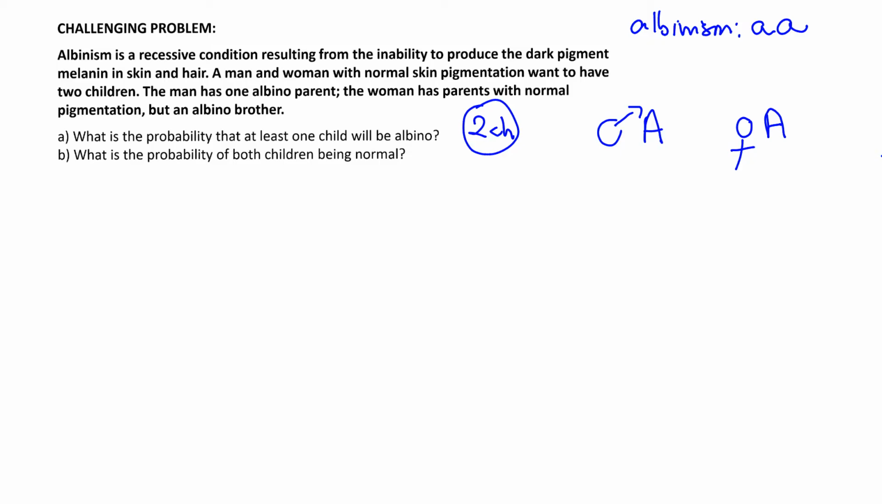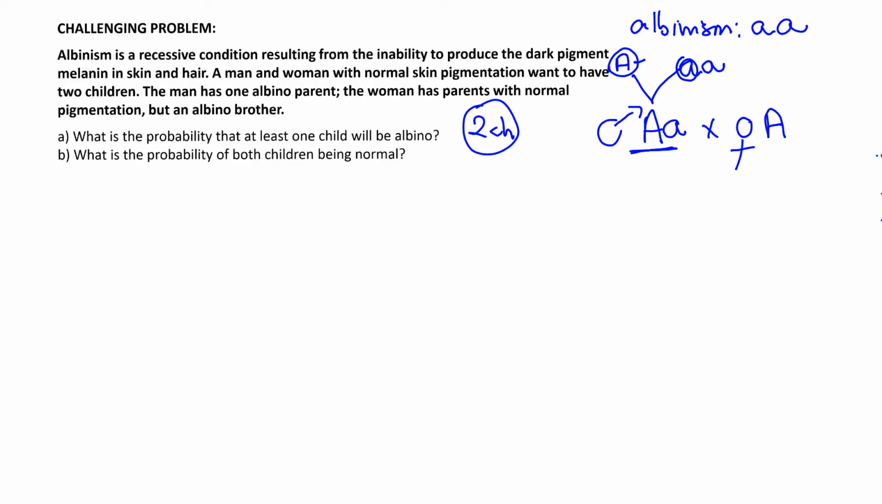Now, the man's parents. It is clearly stated that the man has one albino parent. So one of his parents was albino. He has normal skin pigmentation, so his other parent must have also had normal skin pigmentation, and he got this dominant allele from one of his parents. However, the other parent is homozygous recessive, so from this parent he had to get a recessive allele. So there is no question, he is heterozygous.